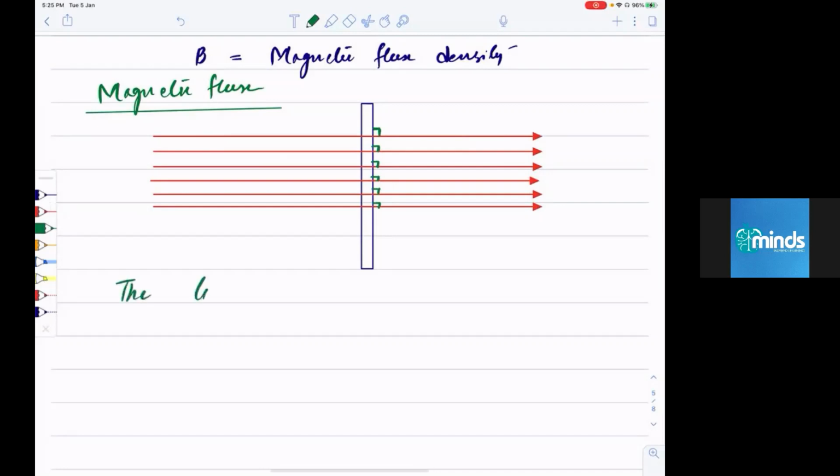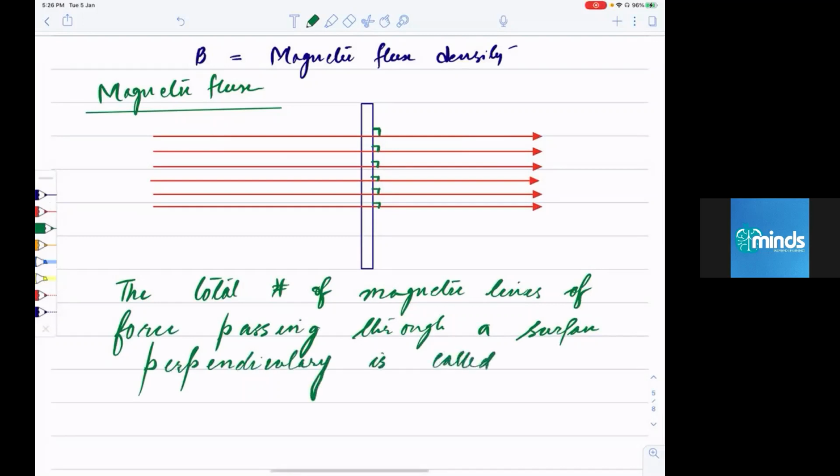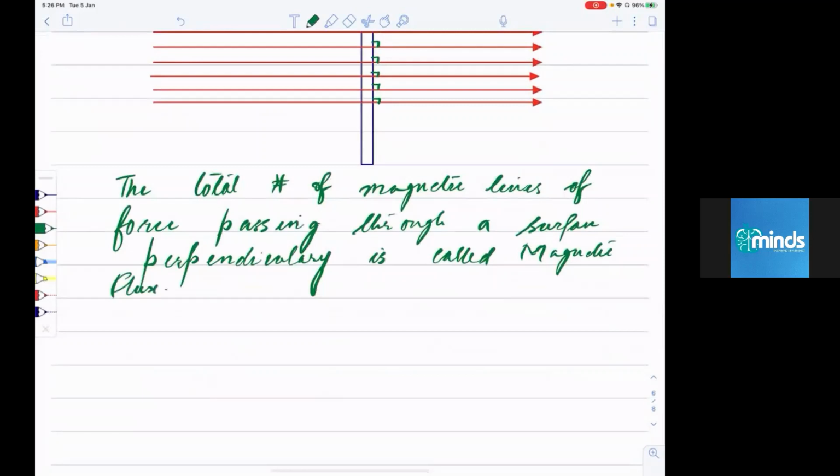Okay, let me write here. The total number of magnetic lines of force passing through a surface perpendicularly is called magnetic flux. So first thing, we should know what is magnetic flux.